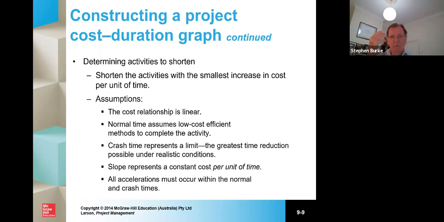So if there's a weather disaster happening or a social disaster, a lot of the assumptions about time go out the window. And the slope of the line, as you know from your algebra, represents a constant cost per unit of time. As unit of time goes up, the cost goes up, and if the slope is 1, it's a completely linear relationship. But you might find as the duration goes up, the cost might increase out of proportion. And all accelerations must occur within the normal and crash times. That is, everything has to happen within the time boundaries that you've set, which of course you need to reality test all the assumptions that you make.